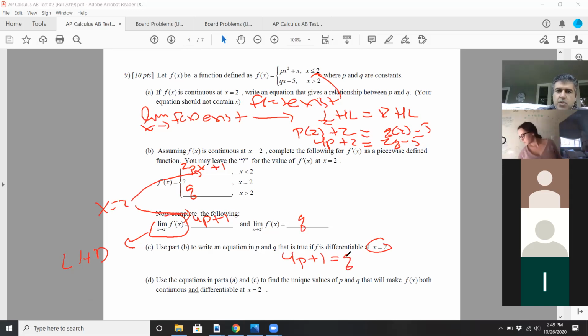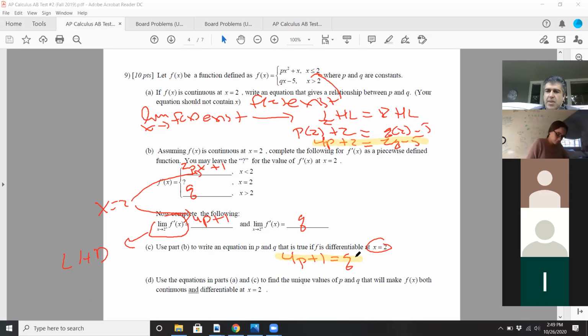Now, I have two equations. I have this, and I have this. And I trust you guys can solve that just fine in part D, using your system of equations knowledge. That way your function is forced to be continuous and differentiable.